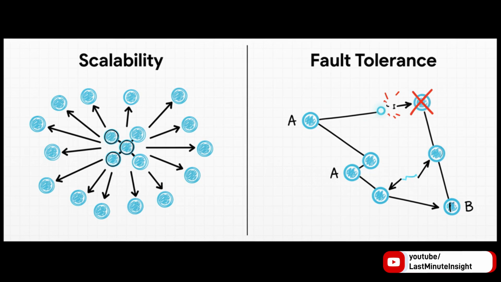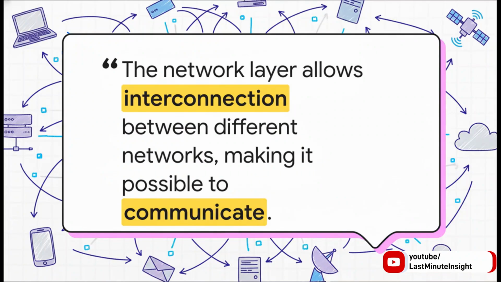Superpower number 2 is fault tolerance. This one is amazing. If one of the roads is blocked, say a cable gets cut, the routers are smart enough to just find another way around it, instantly. That's why the internet almost never breaks. It just reroutes itself. And that really is the whole point.